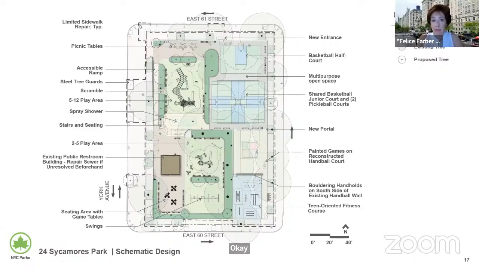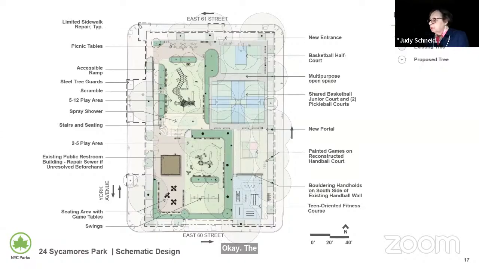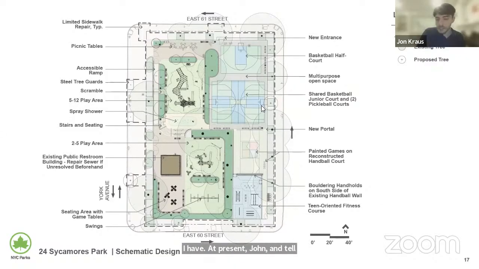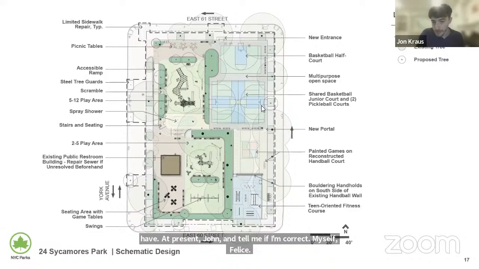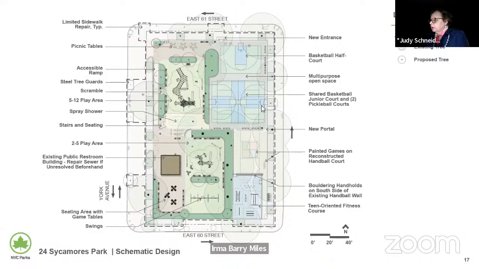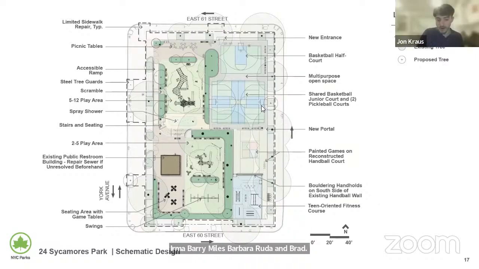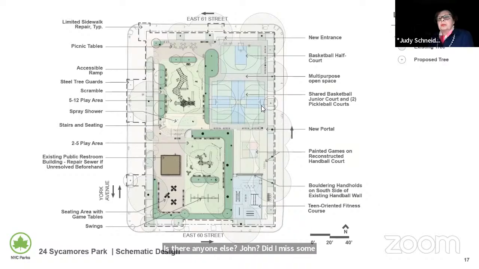No. Okay, so I have at present, John, and tell me if I'm correct, myself, Felice, Irma, Barry, Miles, Barbara Rudder, and Brad. Is there anyone else? John, did I miss some? Irma is no longer here unless she's still somewhere around. I don't see her here. Okay, so Irma is not voting. Okay. Safar's here also, sorry. Oh, I'm sorry. Safar, did you want to speak? I'm sorry, my computer doesn't let me see everyone. Safar, do you have any comments?